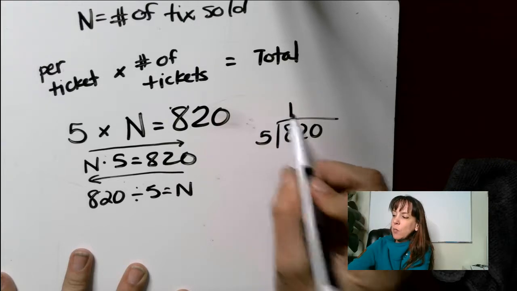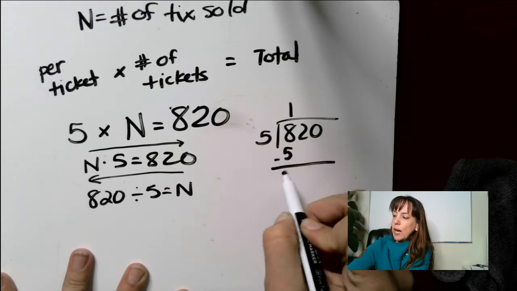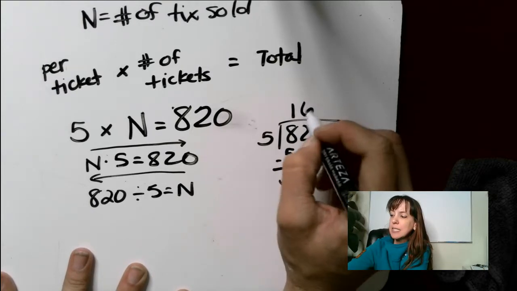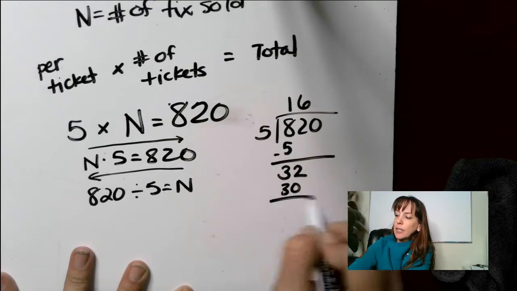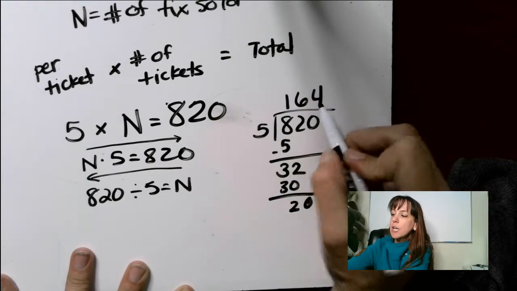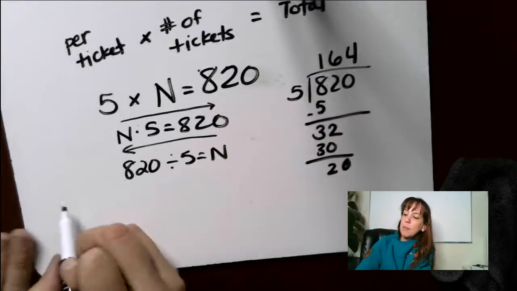So 5 goes into 8 one time. We subtract, and when we subtract, we bring down. 5 goes into 32 6 times. 30 gives us 2, and we bring down. 5 goes into 20 4 times. So 164.